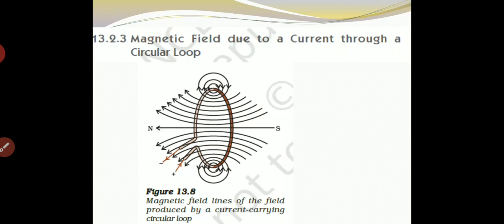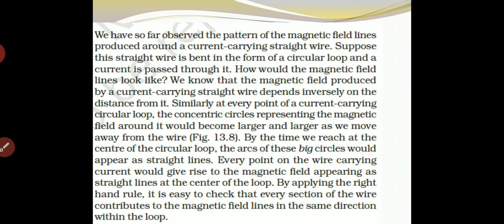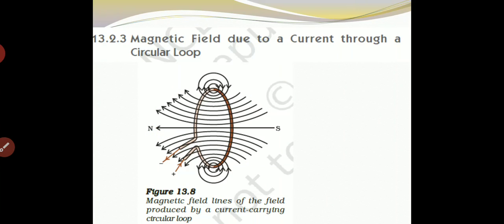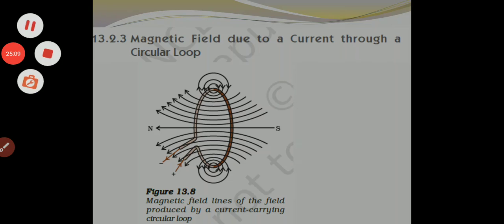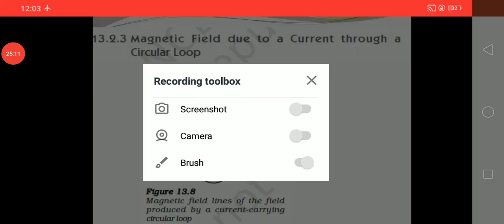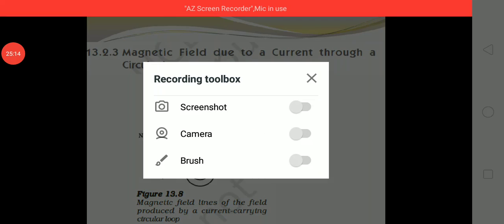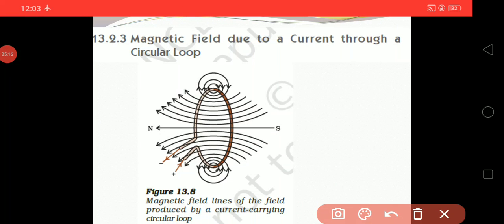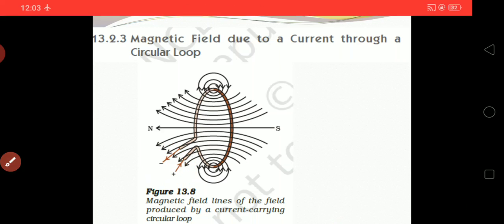Now the magnetic field due to the current through a circular loop. Magnetic field lines of the field produced by a current carrying circular loop, as you can see here. Here you can see that current is applied from here, plus and minus. This is a plus and this is a minus. Here we are applying a current.